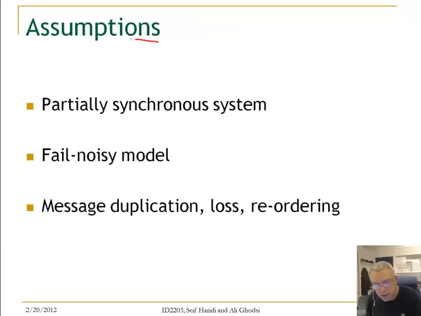So the assumptions that we are going to have when we are dealing with the Paxos algorithm are the following. We have again a partially synchronous system. Partial synchrony is important here only for termination, not for safety, so not for agreement. We are going to assume a fail-noisy model. In particular, we are going to assume that we have Omega, the eventual leader election abstraction. And we are going to assume message duplication, loss, and reordering.